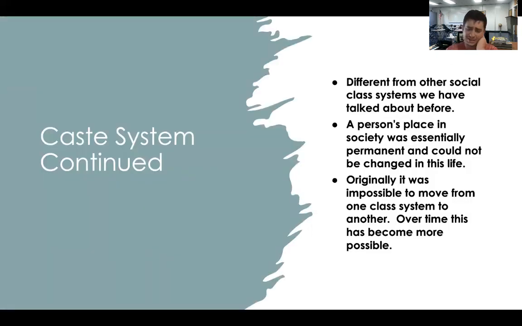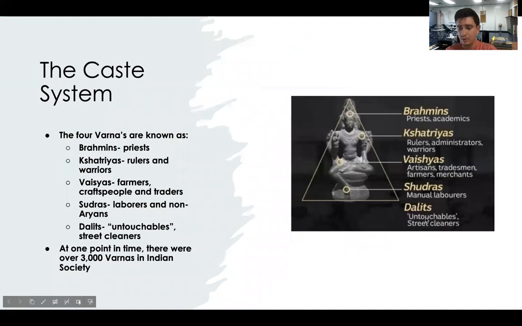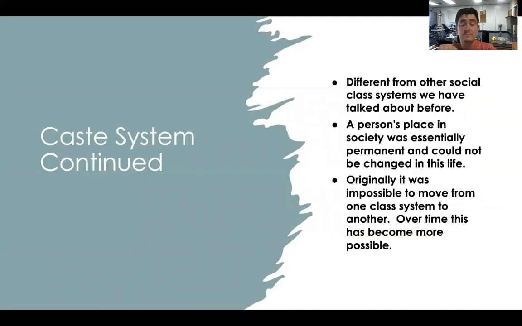So this is different. The caste system is different from the other social classes that we have talked about before. Your position in society, whether it was one of these 4 up here or if you were an untouchable, was pretty much permanent. And you could not change it in this life. There's a way to change it in the next life, and we'll talk about that here in a second. But they believe that you were born into a class, and that was where you stayed. You could not do anything to get out of it. There was no working your way up into a next class.